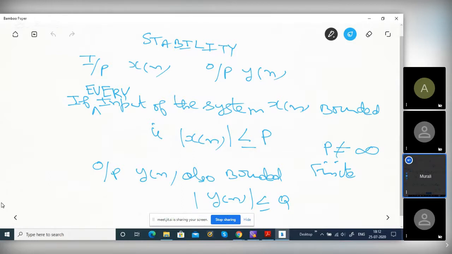y equals x squared. Whatever input you give, you square it, and that is the output. Is it a bounded system? Is it a stable system?